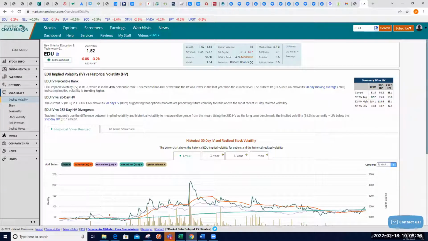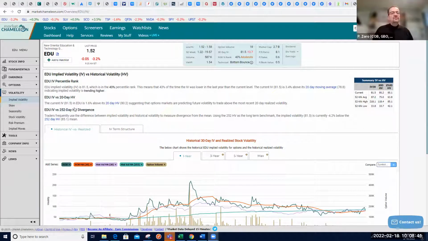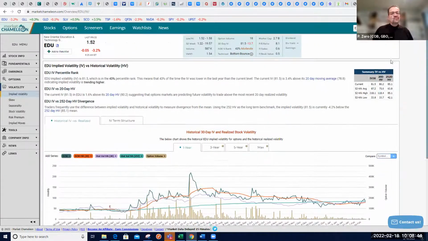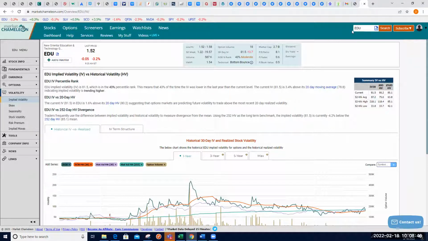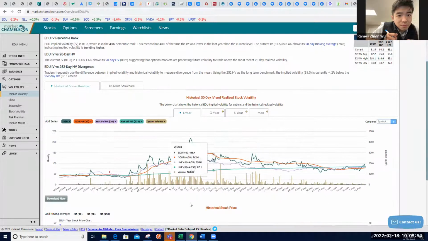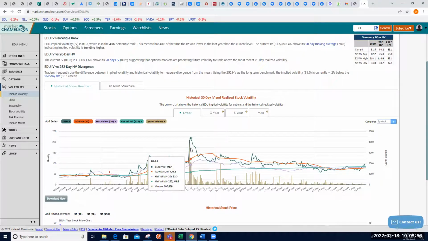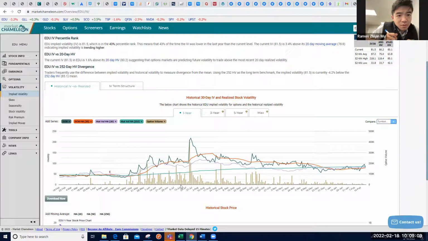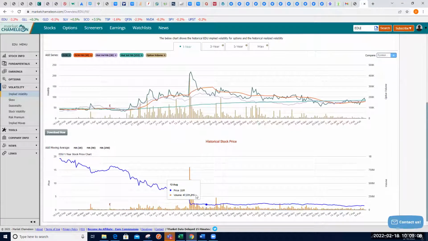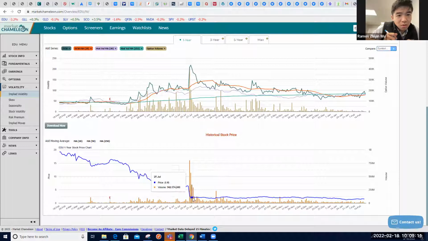Option and the option skew here. Interesting. And let me give you an example of Orion Education. You can see the implied volatility is very high here, and this is with a huge plunge.